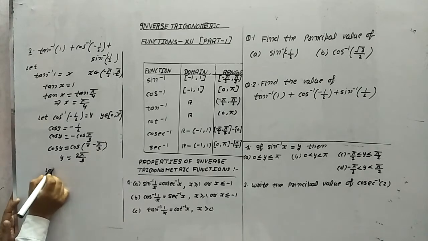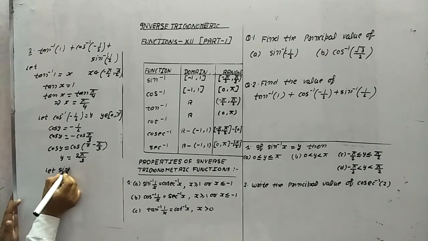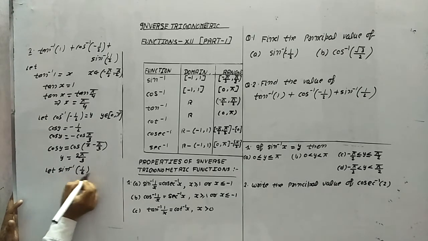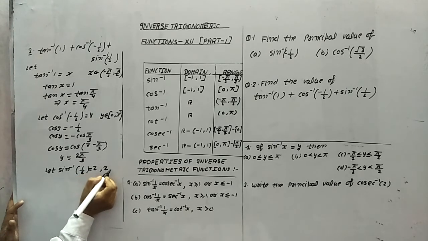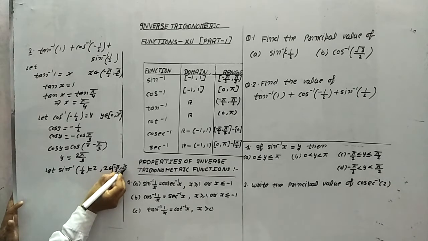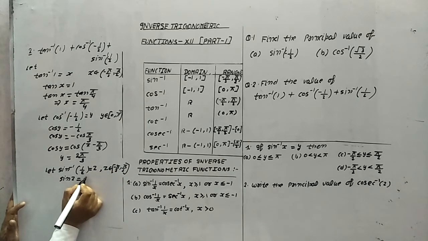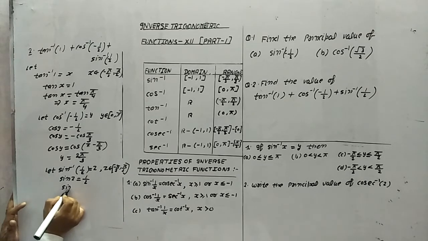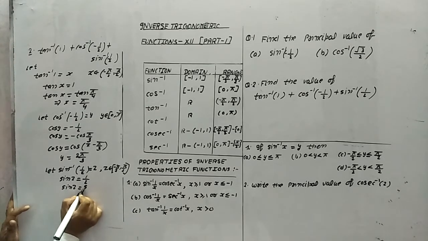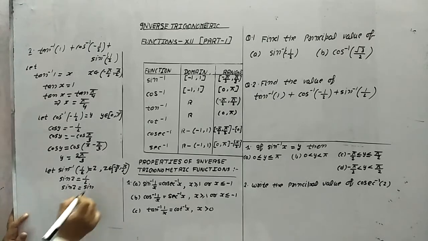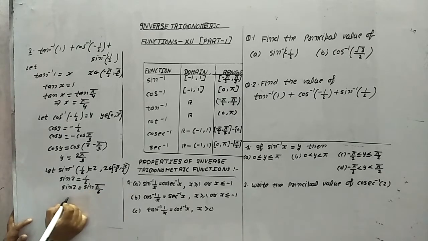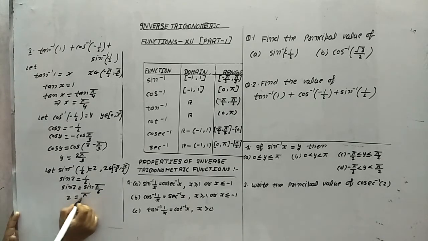Now let another part, let sin inverse half is equals to z, where z belongs to minus pi by 2 to pi by 2. It means sin z is equals to half. It means sin z is equals to half means 30, which is sin pi by 6. It means z is equals to pi by 6.